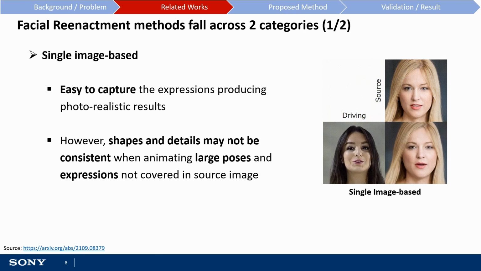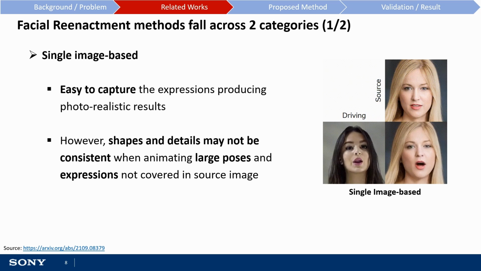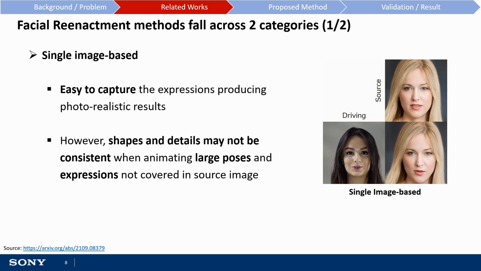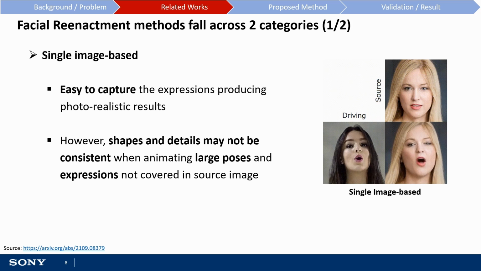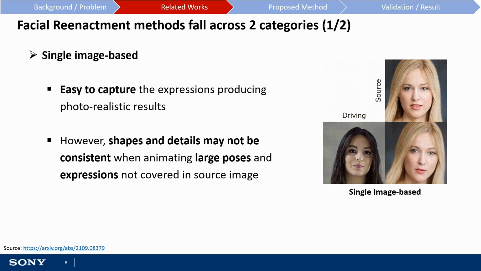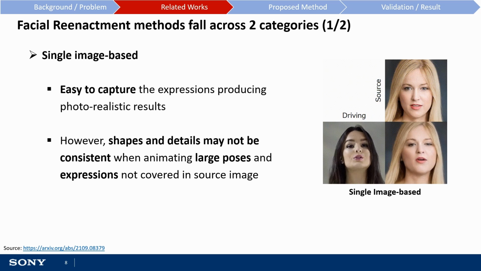So briefly covering the related works, facial reenactment methods fall across two categories. First is called single image based, which, as the name suggests, only takes a single source image as the input. In such methods, expressions are easy to capture, thus producing photorealistic results. However, shapes and details may not be consistent when animating to large poses and expressions, especially for those regions that have not been well covered in the single input image.